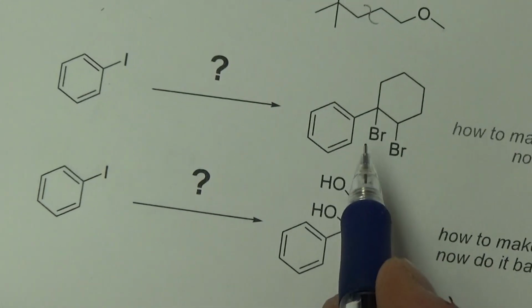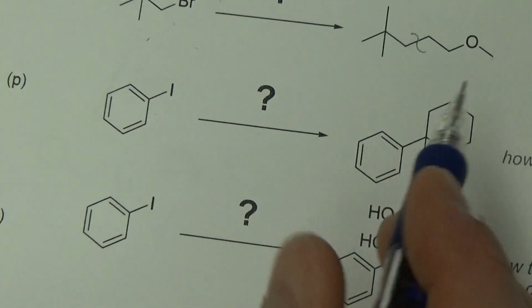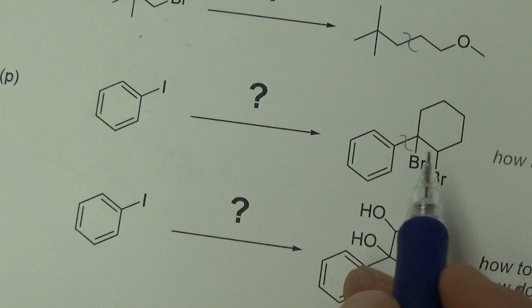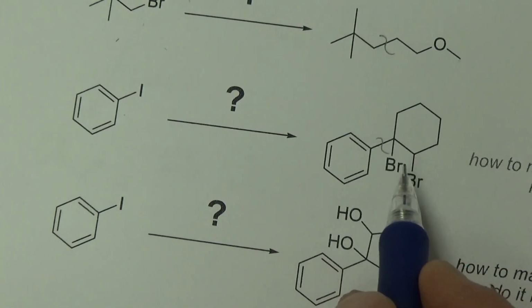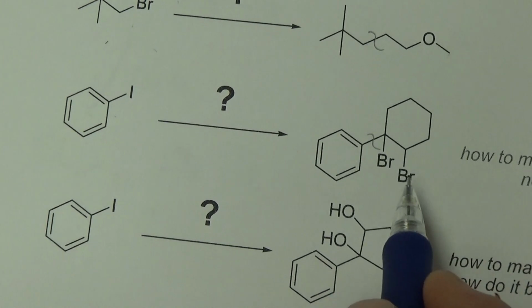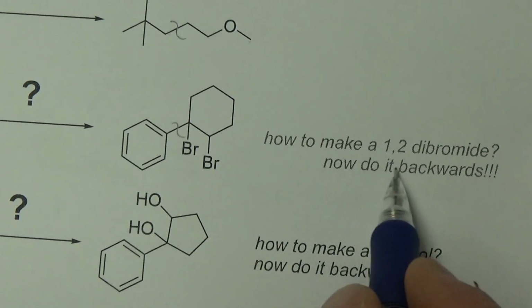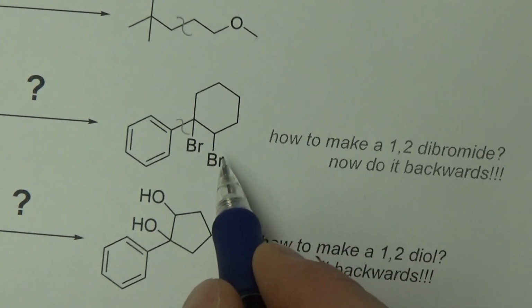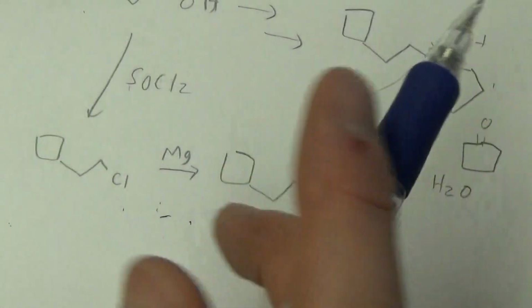Problem P, I better do. But essentially for problem P, you're going to make that bond between the benzene and the other 6-member ring. And then all you got to do is get it ready for a dibromination, which is one of the weird chapter 12 reactions. So let's say how to make a 1,2 dibromide. Do it backwards, and that's a chapter 12 reaction. So you just do it from an alkene. Let's try it out. Problem P.